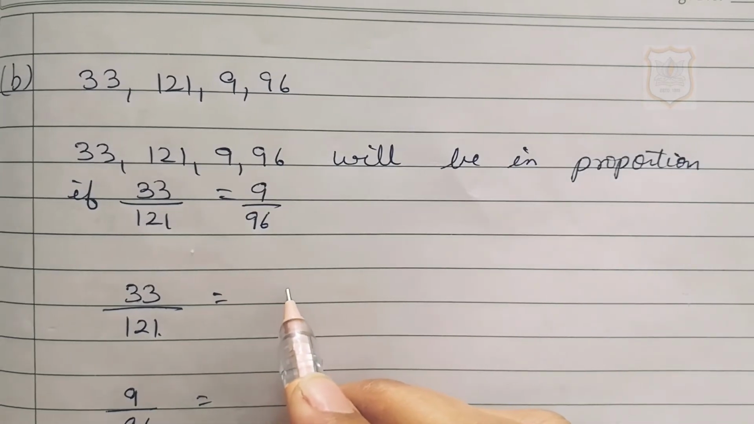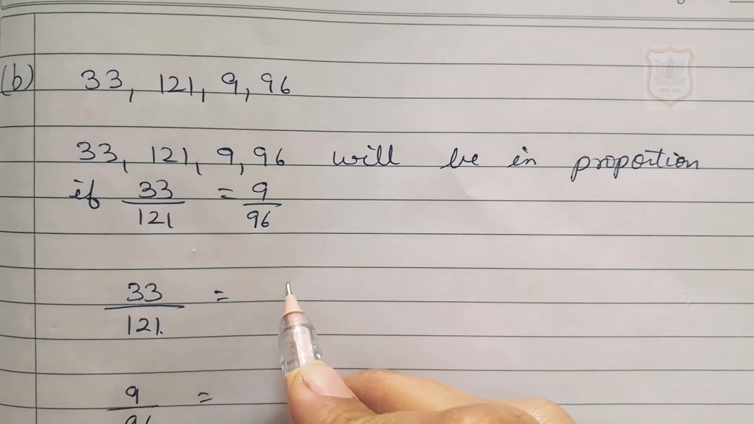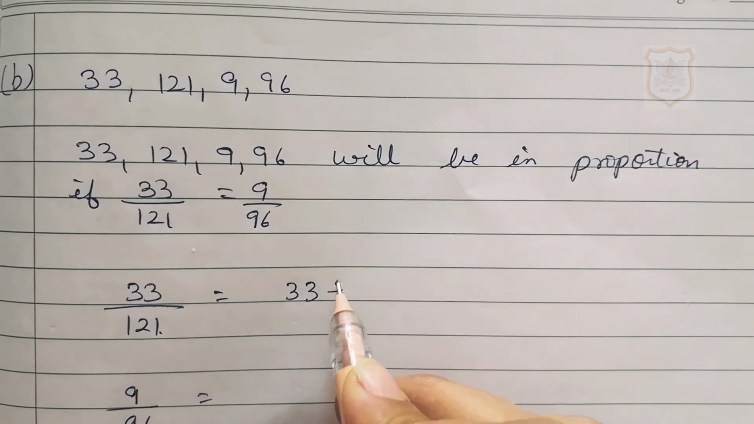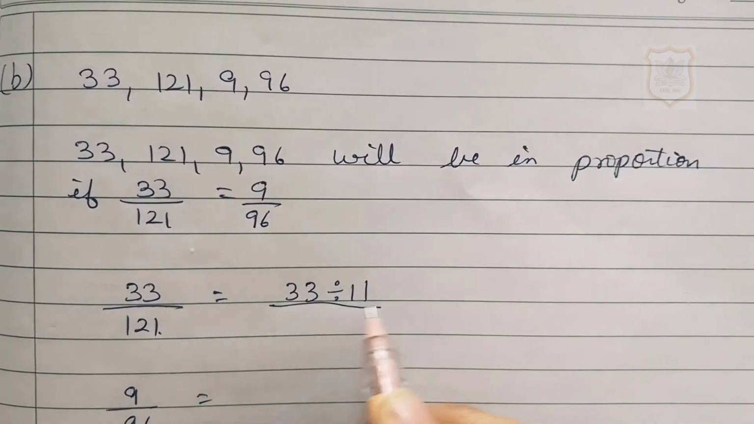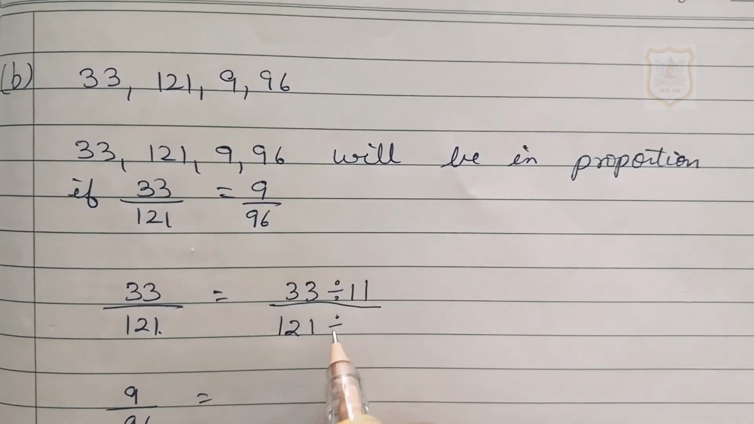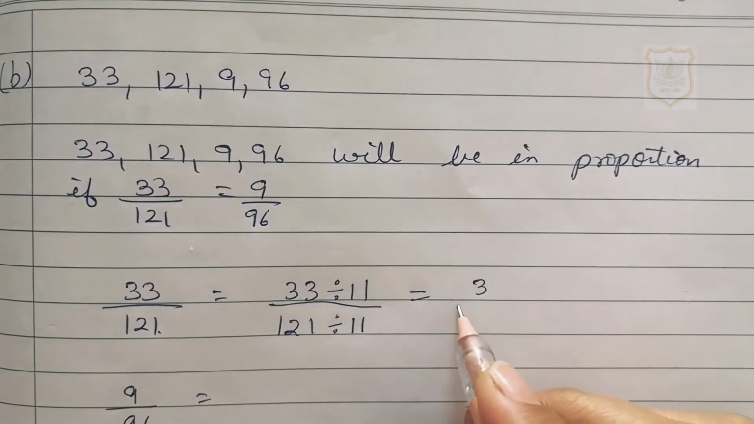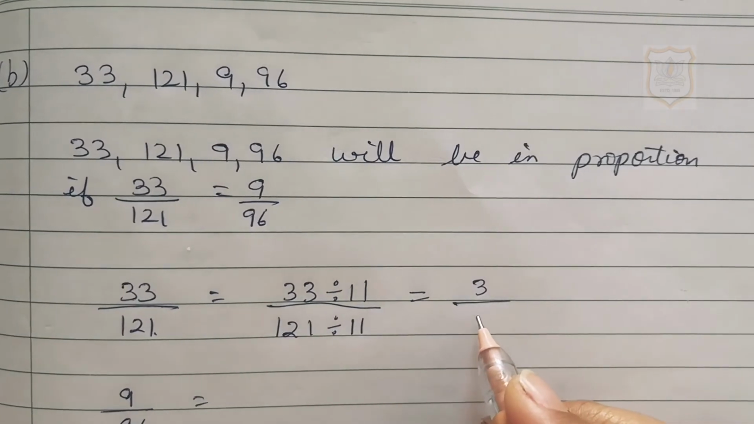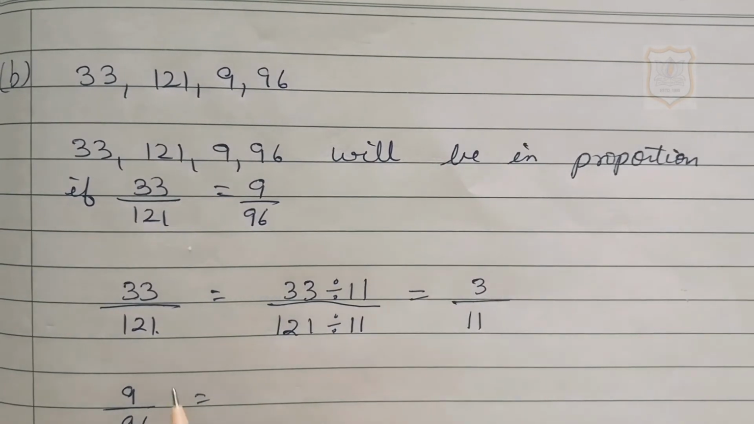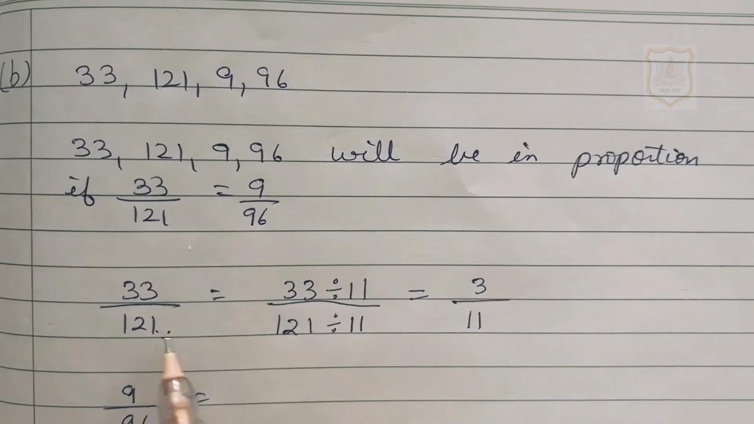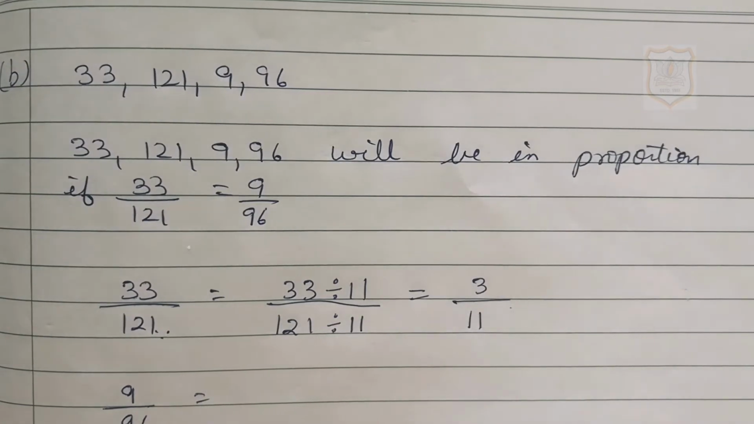So we will divide numerator and denominator by 11. So 33 divided by 11 upon 121 divided by 11. So 33 divided by 11 is 3 and 121 divided by 11 is 11. So the simplest form of 33 by 121 is 3 upon 11.